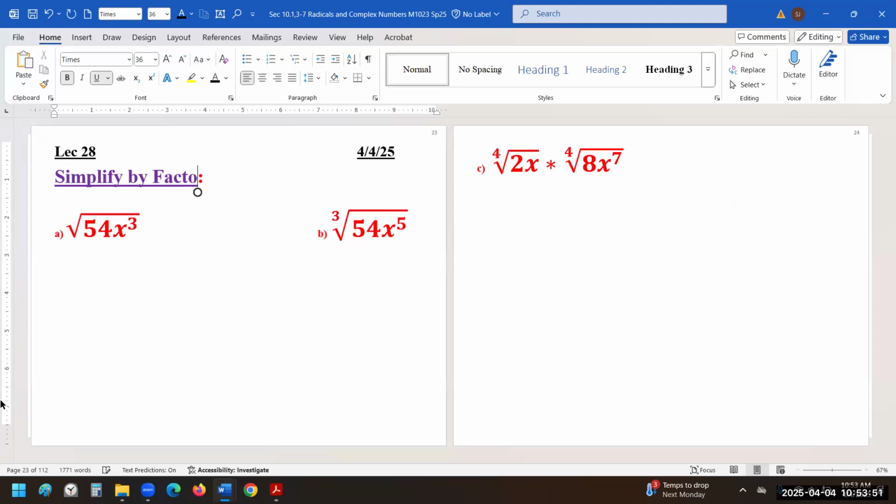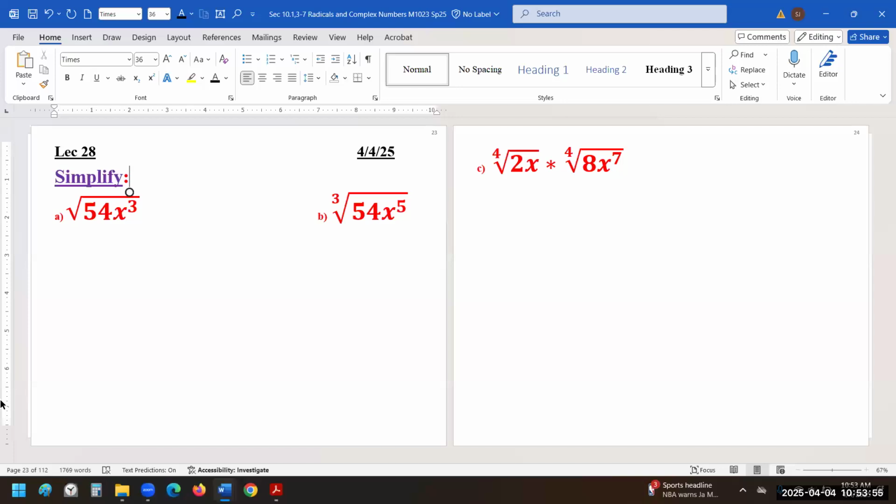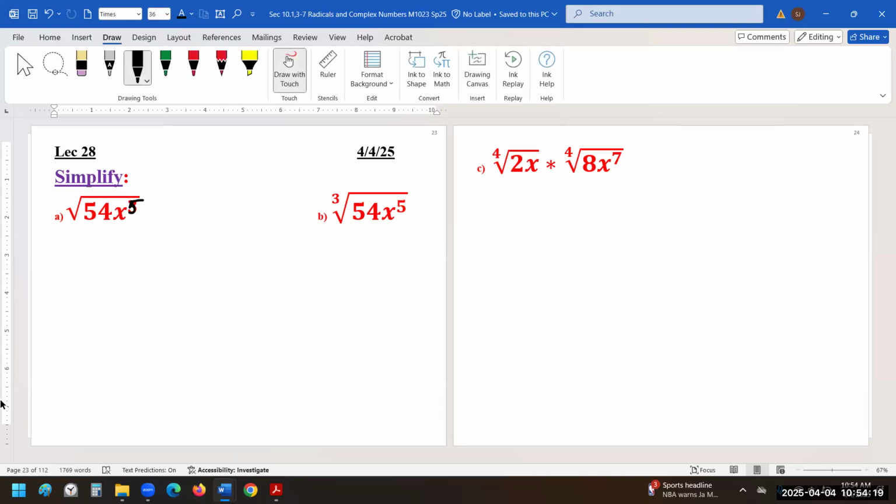Simplify. I should only say simplify. I don't need the factoring. Okay, do you remember what we did yesterday? We simplified radicals. And when we simplify radicals, let's see, this is 5, so that we have the same number.